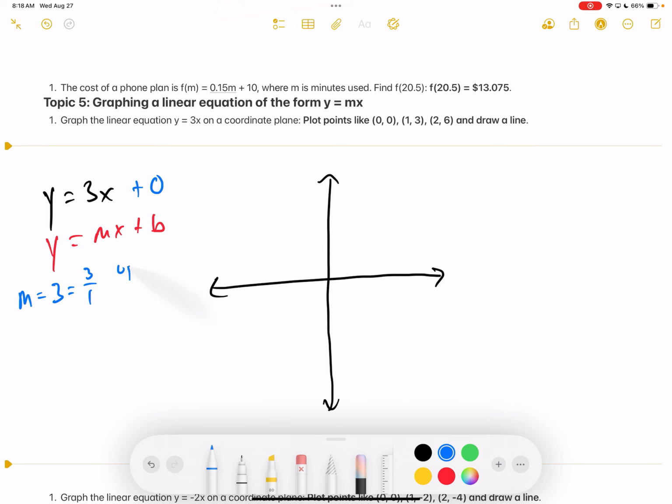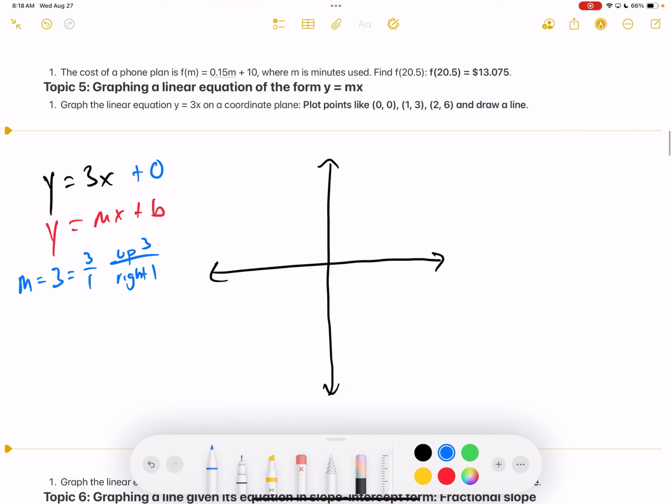This is positive, so I go up 3, and then I go to the right 1. The bottom number, you always go to the right. If it's positive, you go up. If it's negative, you go down. And then my y-intercept is 0. This is my starting point. So I'm going to start at 0, go up 1, 2, 3, and to the right 1. So we started at 0, and we went up 3 because it's positive, to the right 1.